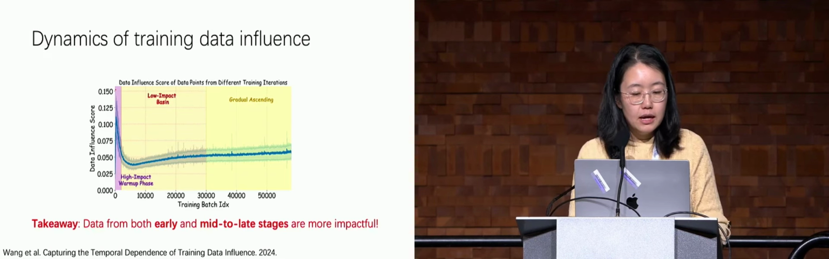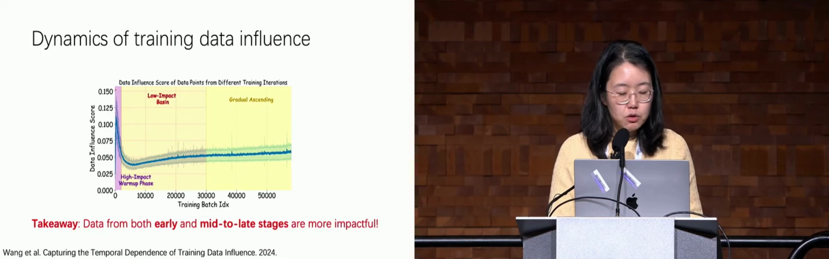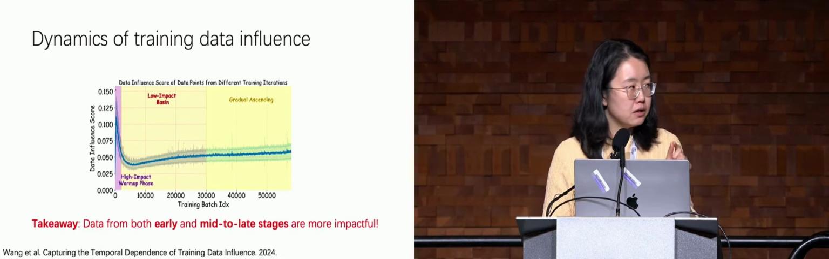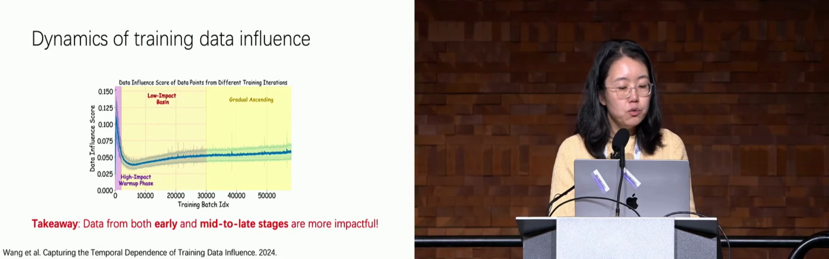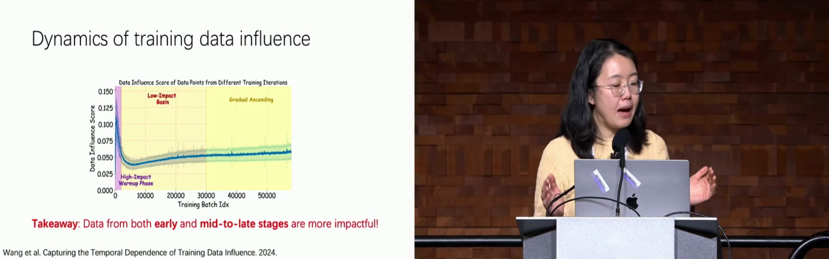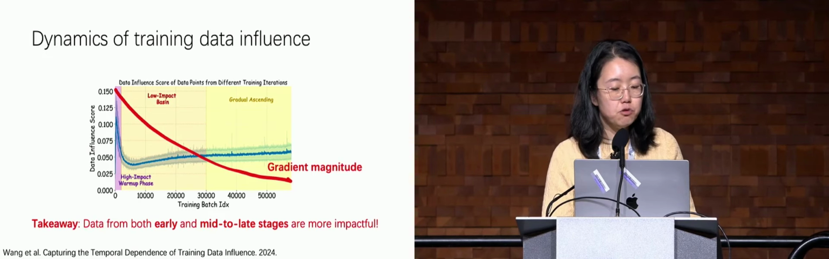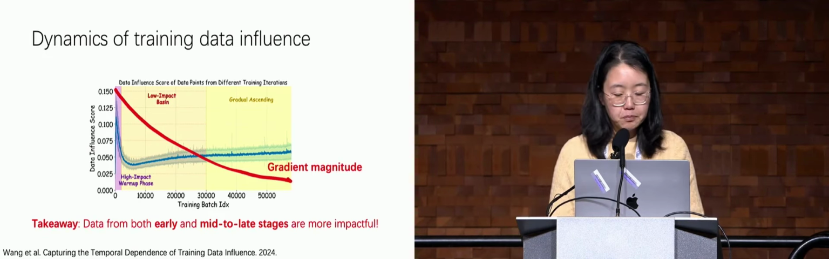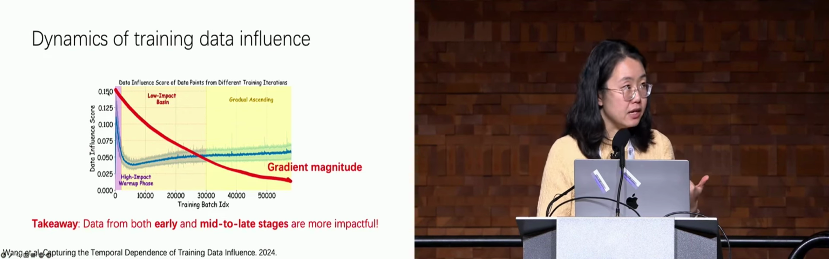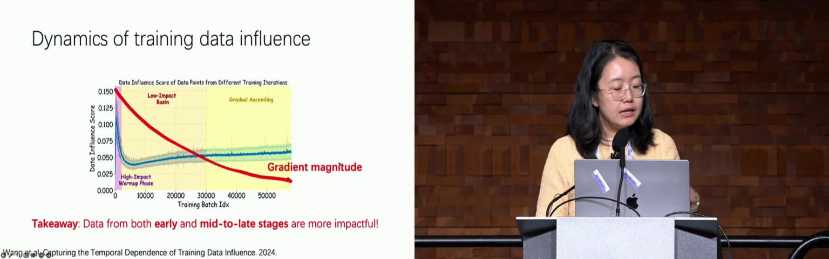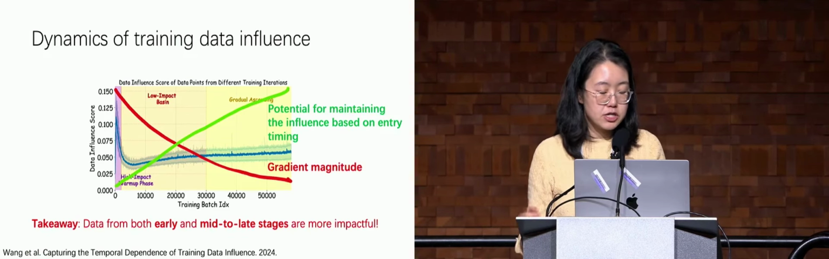phenomenon that arises here is that it has a clear three-phase separation. At the very beginning, you'll find a very brief, high-impact region where the data has a lot of influence. And then the influence dips down, and you will have a more extended, low-impact basin, which is less responsive to data changes. And then the influence will grow gradually back. Okay, so the big takeaway here is data influence is not static. It changes over time, and data from early and also mid to late stages are more impactful than other stages.